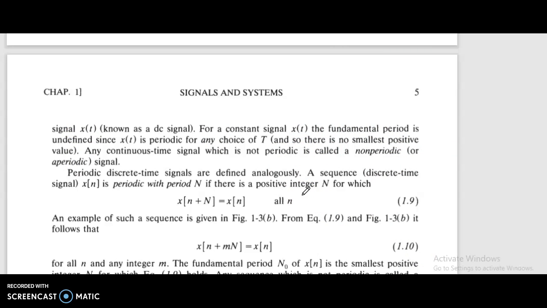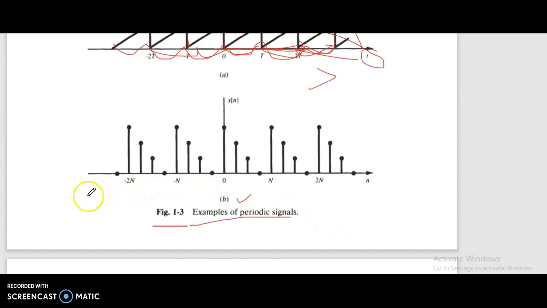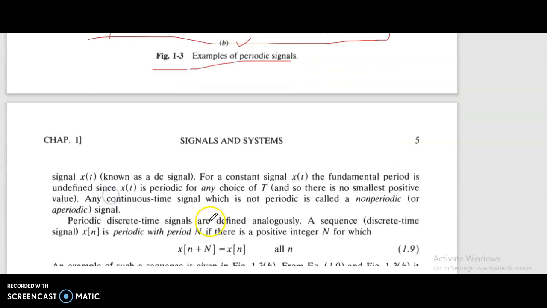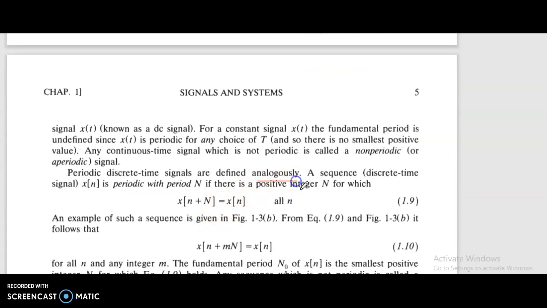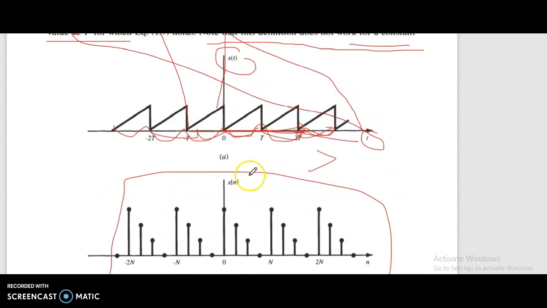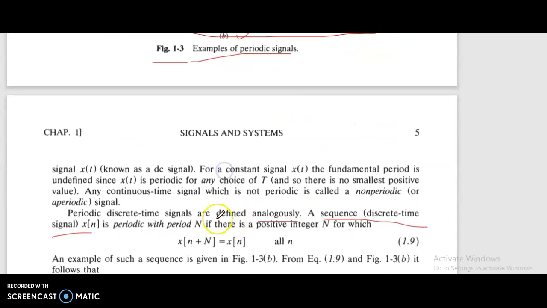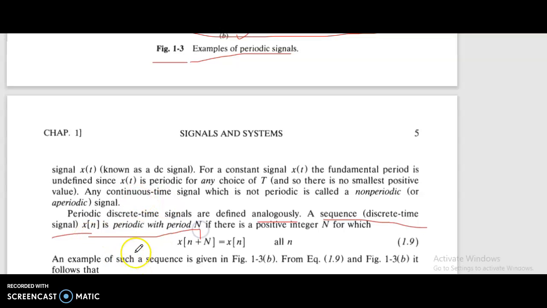Periodic discrete time signals are defined analogically. Analogically, a sequence, a discrete time signal x of n, is periodic with period N.